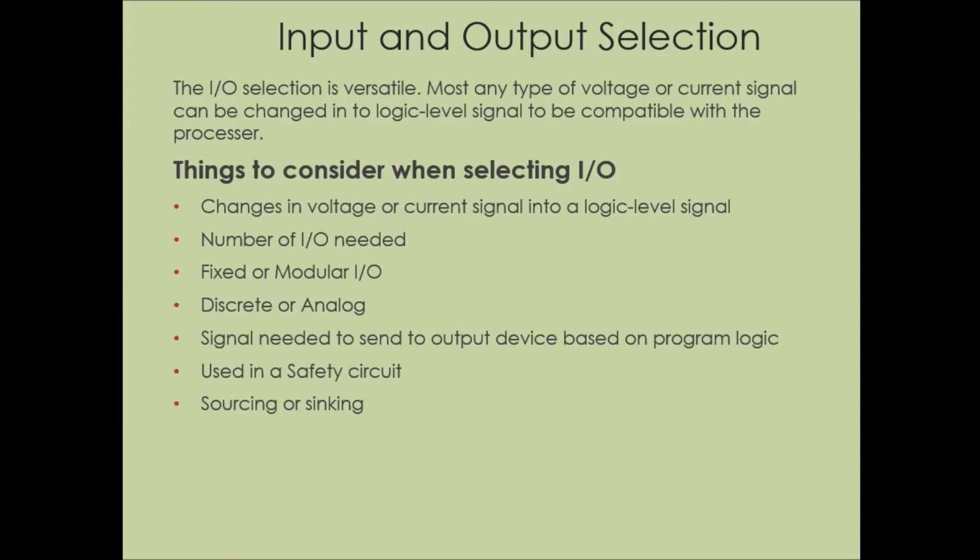Input and output selection. When you're selecting these modules, there are some things you need to keep in mind. The I/O selection is very versatile. Most any type of voltage or current signal can be changed into a logic level signal to be compatible with the processor. Things to consider are the number of I/O needed, whether you want fixed or modular, digital or analog, and the signal needed to send to the output based on the programming logic. You need to know what that is.